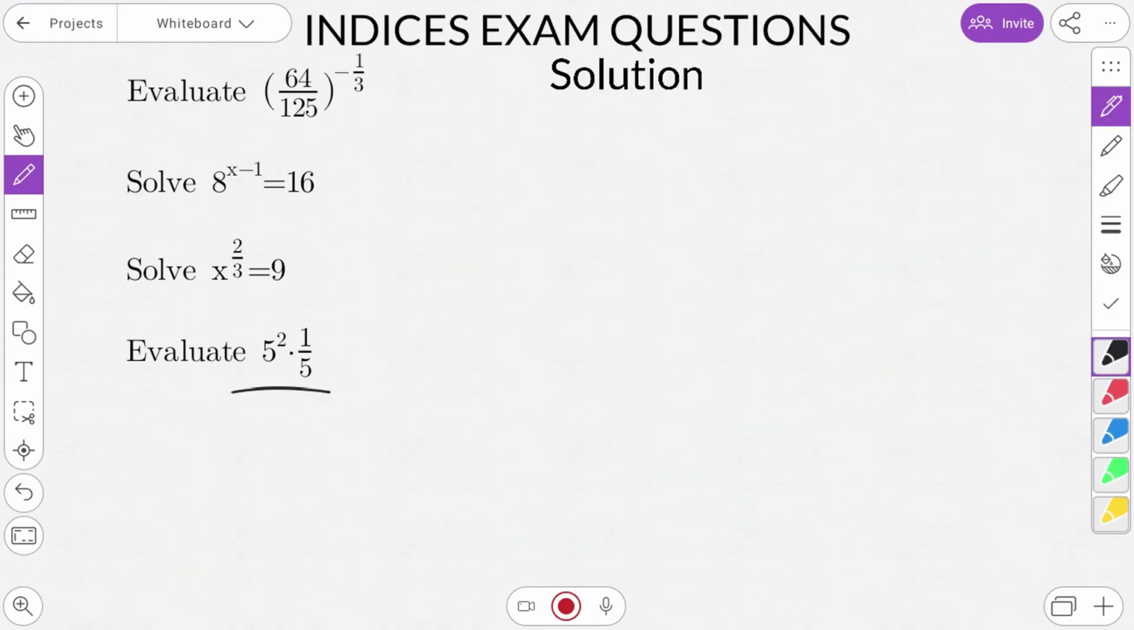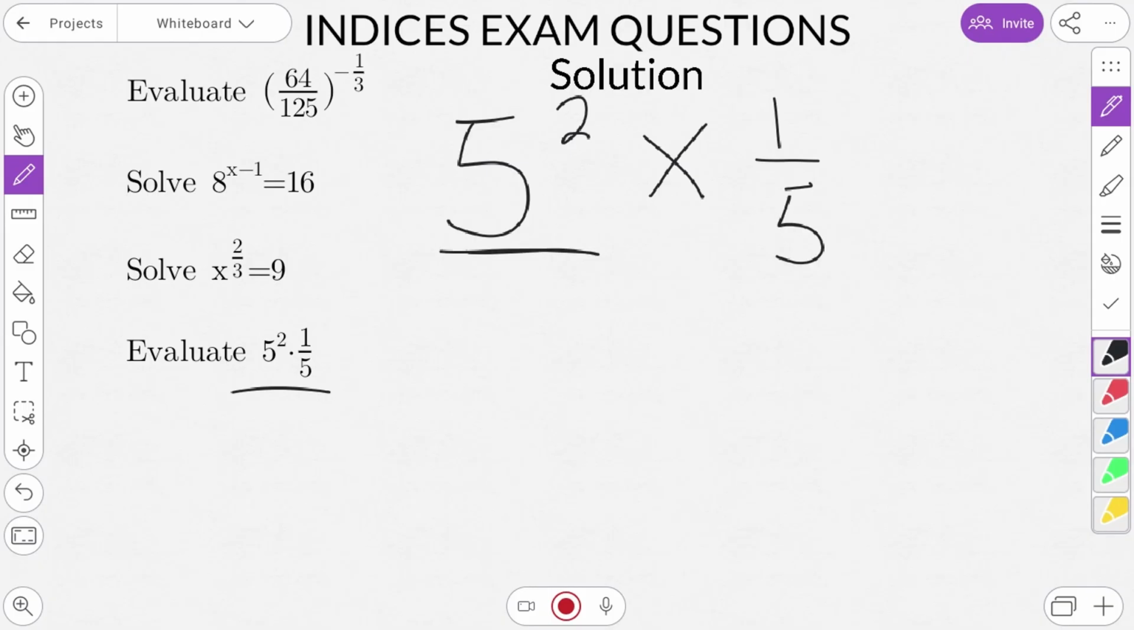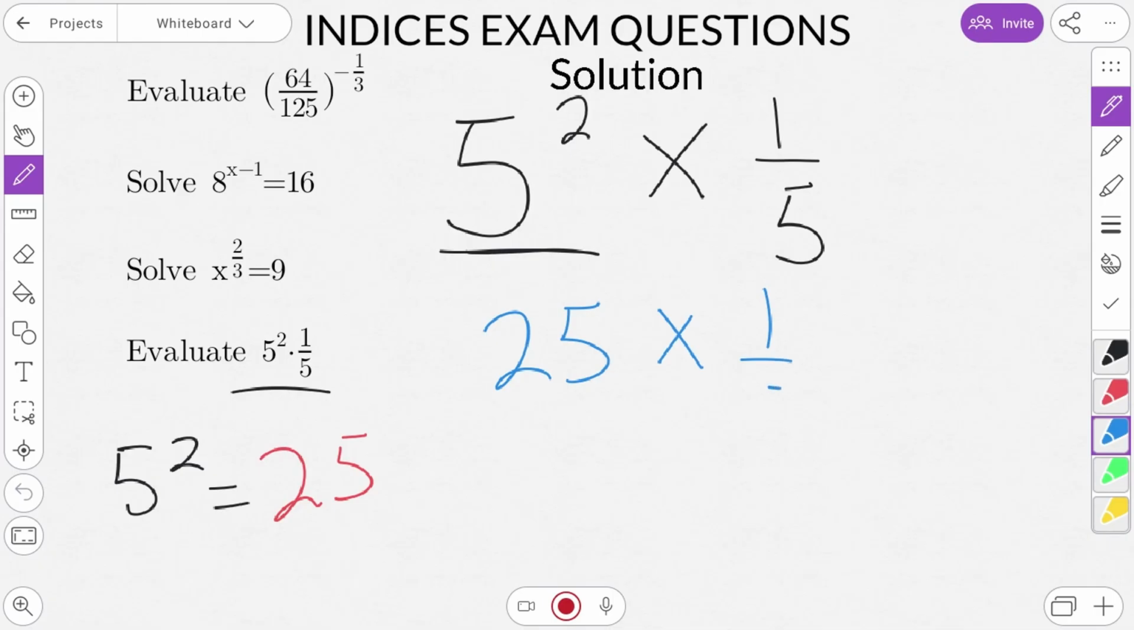So that's it. The last question is 5 raised to an exponent of 2 times, this sign means times, 1 over 5. So that's the dot product. You will learn it in other videos. Okay, so we have 5 squared, which is 25. So we write it there as 25 times 1 over 5.